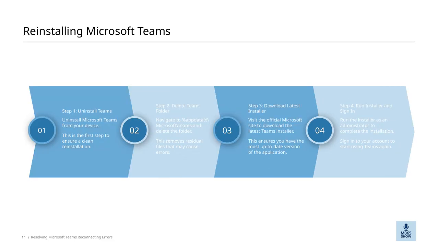Let's go through the steps to reinstall Microsoft Teams and resolve those reconnecting errors. First, you need to uninstall Microsoft Teams from your device. This is a crucial first step because it ensures we're starting fresh and removing any corrupted files. Next, navigate to the folder located at %appdata%Microsoft/Teams and delete it. This step is important because residual files in that folder can often cause issues even after reinstallation. Then, visit the official Microsoft website to download the latest version of the Teams installer. Using the most up-to-date version helps prevent compatibility problems. After downloading, run the installer as an administrator.